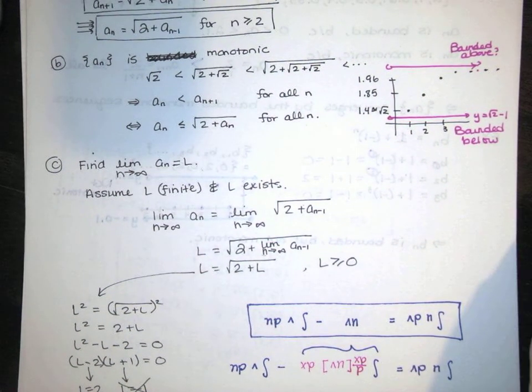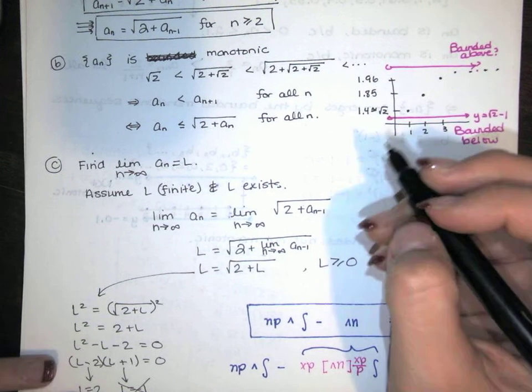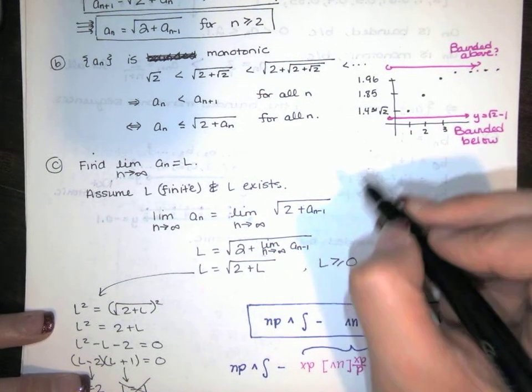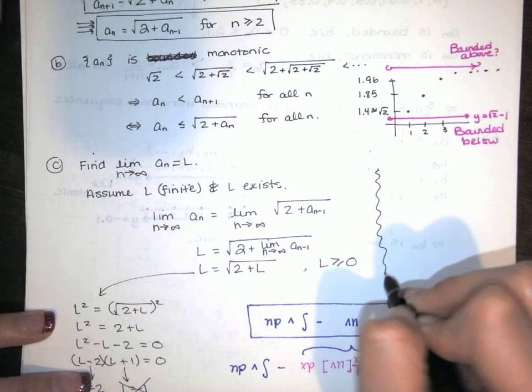And if they're getting closer to 2 and they're monotonic, they're definitely bounded above by like y equals 2.1. Let's see. Okay, so we were asked to find that limit.